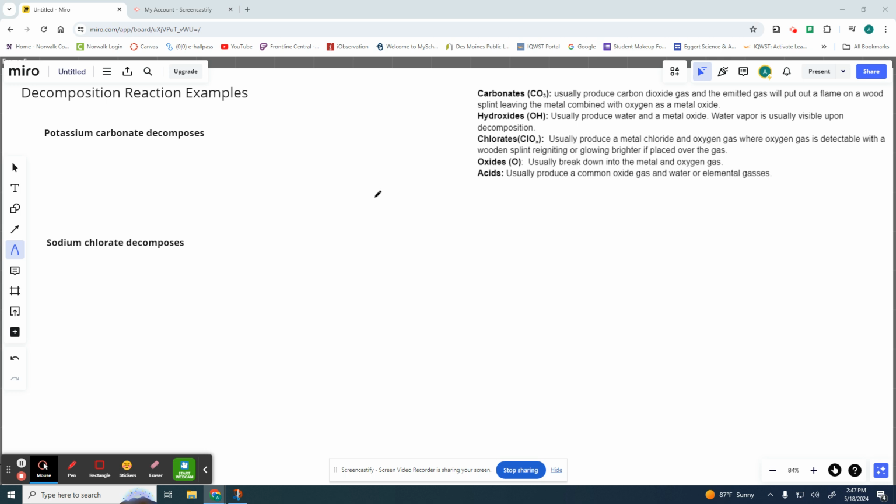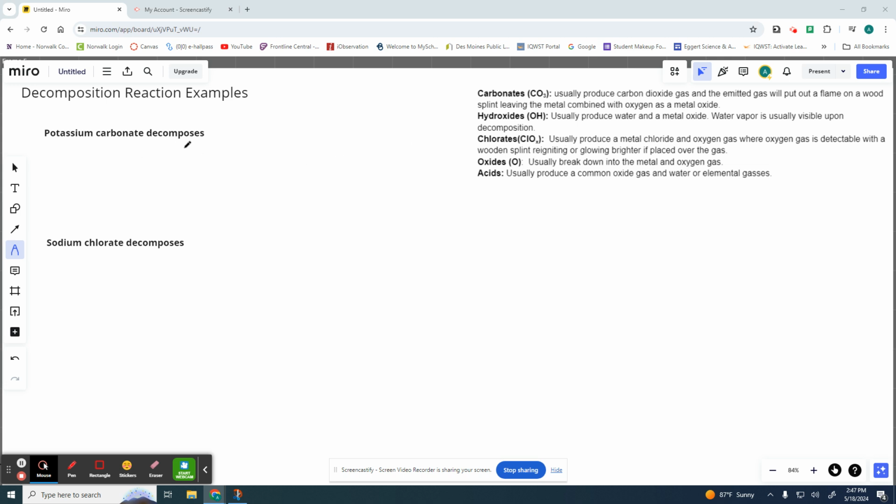Now, in order to do decomposition reactions, you guys have to be aware in the directions or on a handout that the decomposition compounds either end with a carbonate, a hydroxide, a chlorate, oxide, or as an acid. And we have to kind of give you guys a heads up on what the products are going to be. So you will have a list of these, or it'll be provided in the directions on a question.